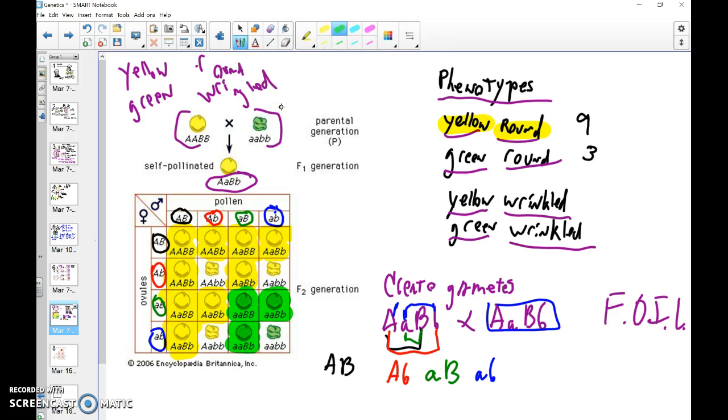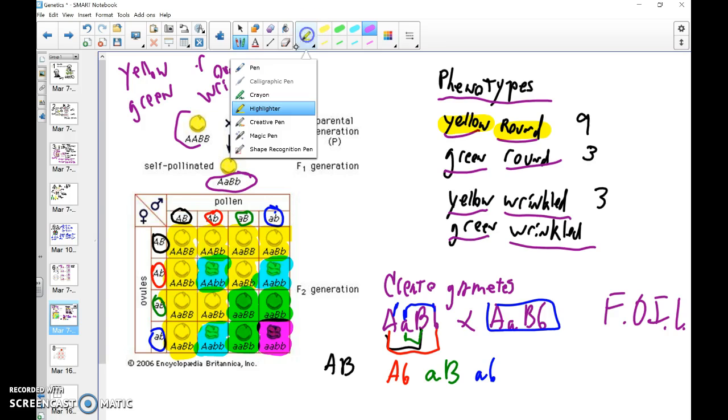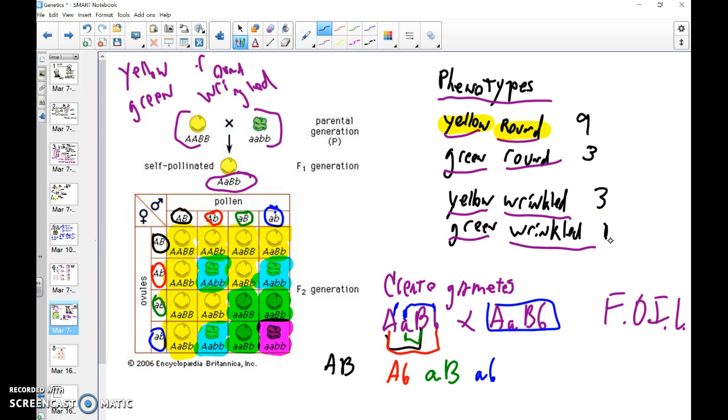Next up, I'm curious about yellow and wrinkled. So here I have homozygous dominant for A and homozygous recessive for B, heterozygous for A, homozygous recessive for B, heterozygous for A, homozygous recessive for B. So again, I have a situation where 3 are yellow and wrinkled. And then the last possibility, which we see right here, is wrinkled and green, and that is little a, little b, and so that only happens in 1 out of the 16.